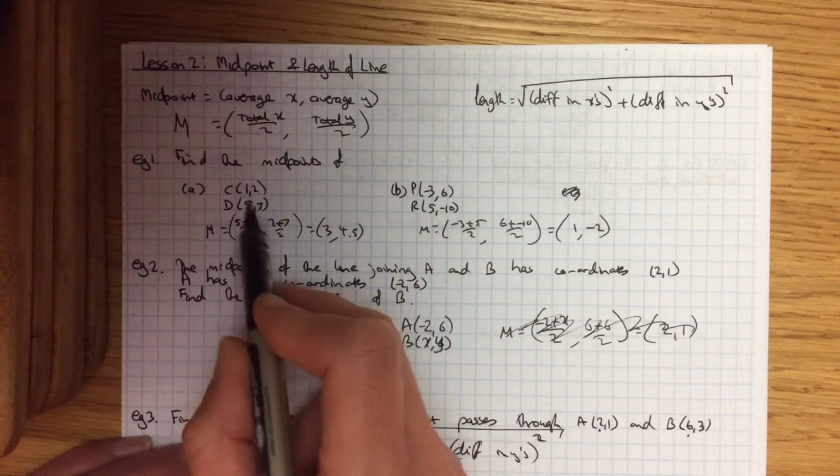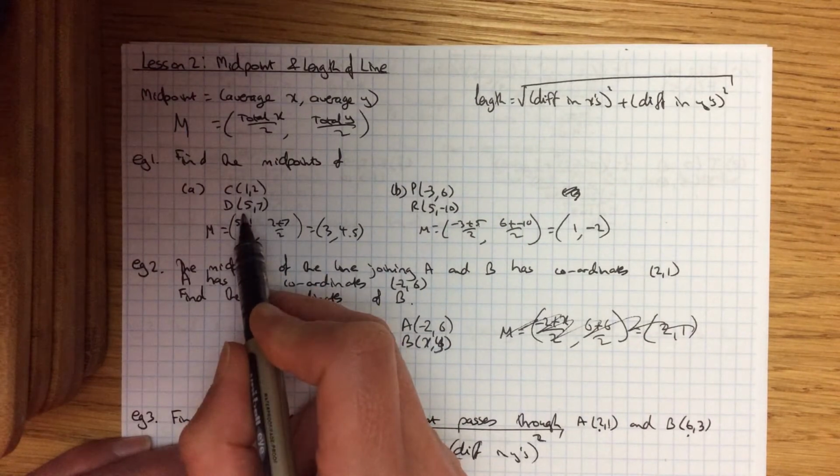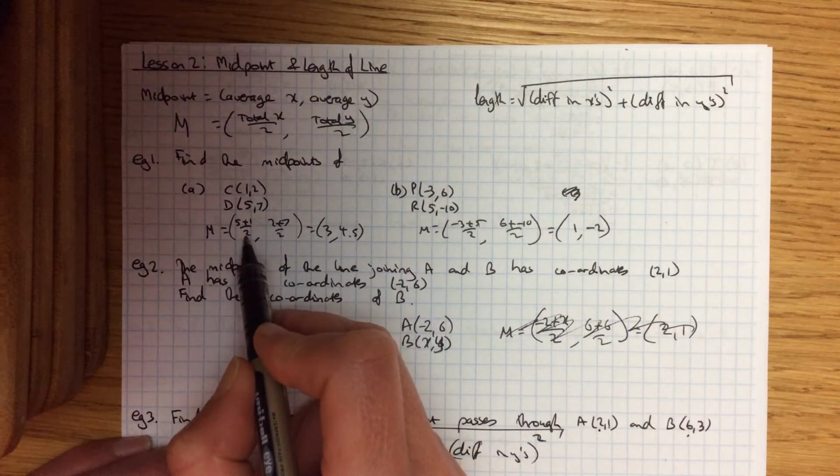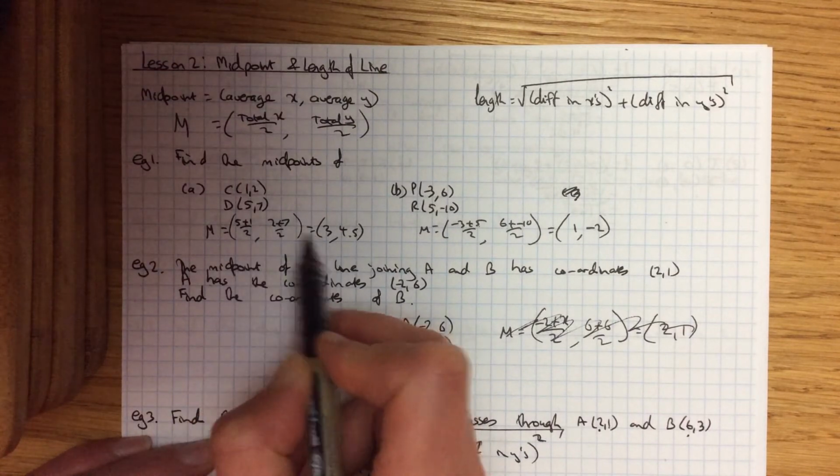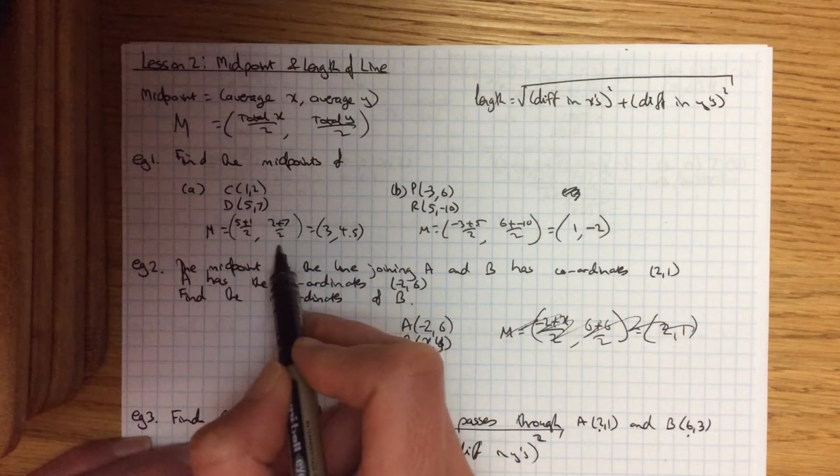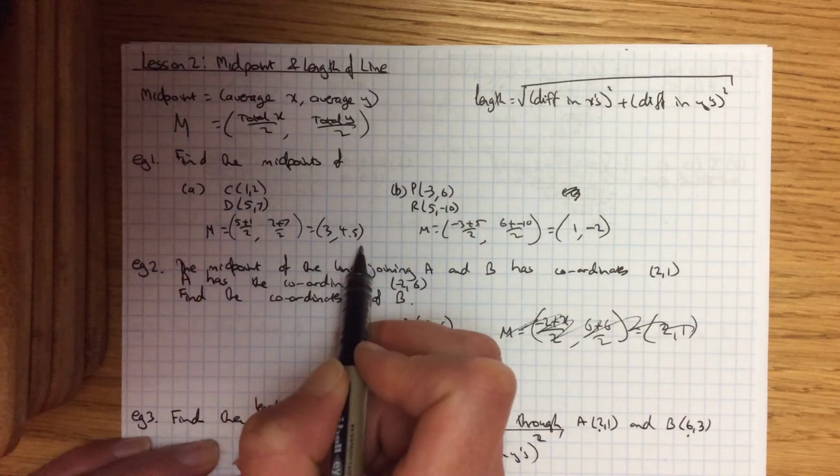So if we look at this first, the midpoint of these points: add the x's, 5 add 1, divide by 2. It'll give you 6 divided by 2, which is 3. Add the y's, 2 add 7, divide by 2, 9 divided by 2 is 4.5.